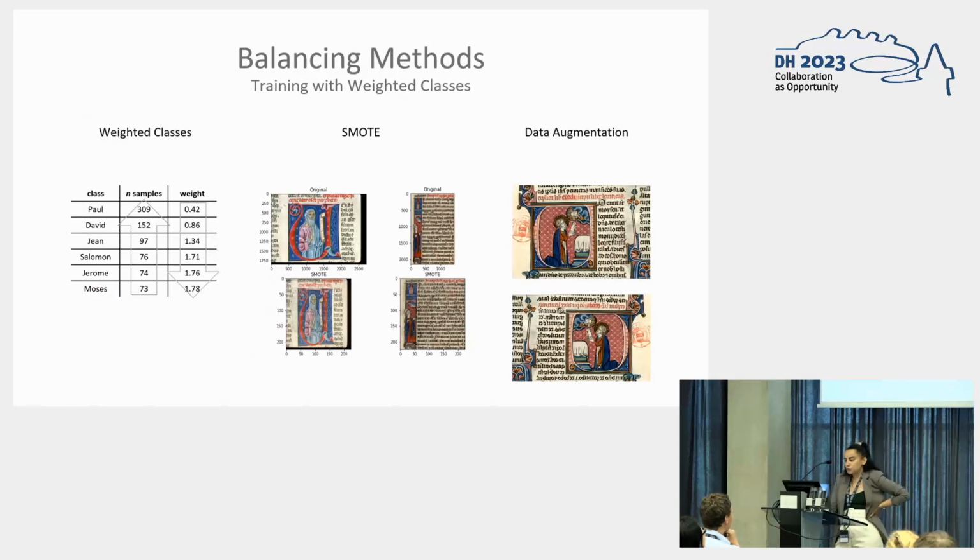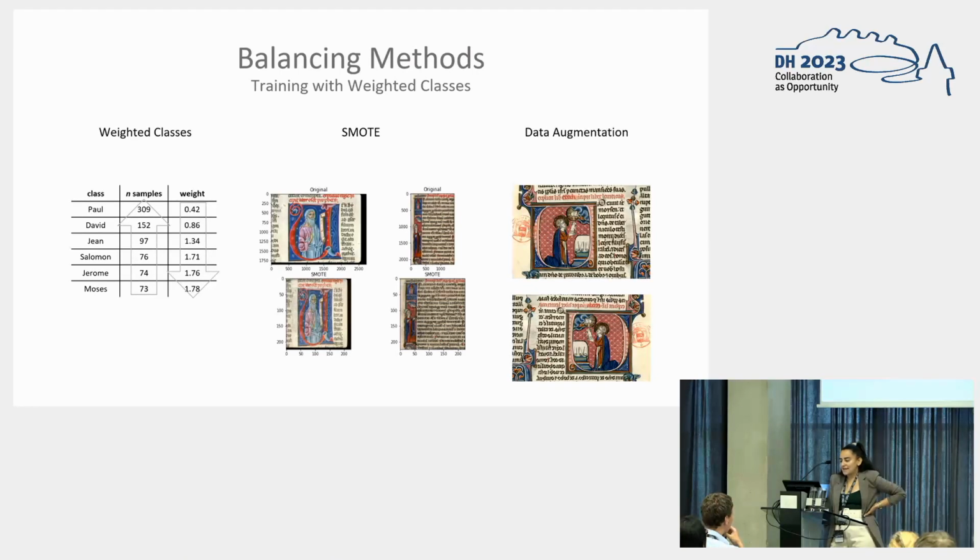So to address the problem of class imbalance, we tested common techniques, including training with weighted classes and oversampling. When using class weights, we modify our training algorithm by assigning each class an individual weight based on its frequency. So the classes with most instances get the lowest weight, and so on.